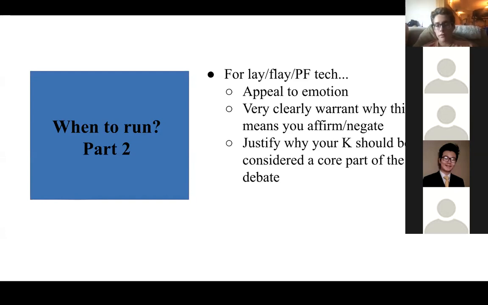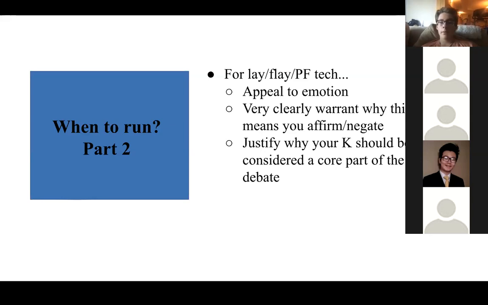You should also justify why your K should be considered a core part of the debate. This one means that you don't just want to run into some weird argument like some Jesus K or something without justifying why it's so pertinent to the debate. This usually will happen in an earlier part of your constructive.